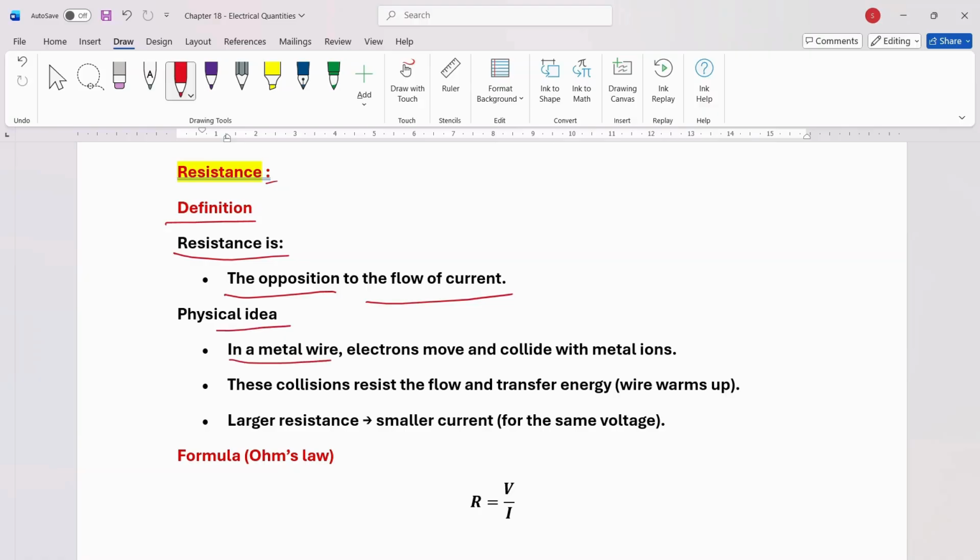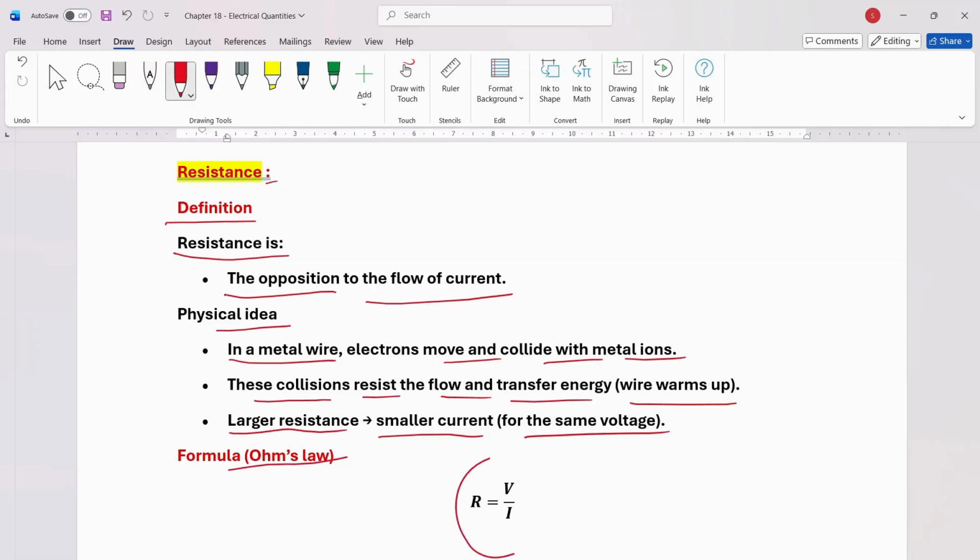Physical idea: in a metal wire, electrons move and collide with metal ions. This collision resists the flow and transfers energy. The wire warms up. Larger resistance means a smaller current for the same voltage.